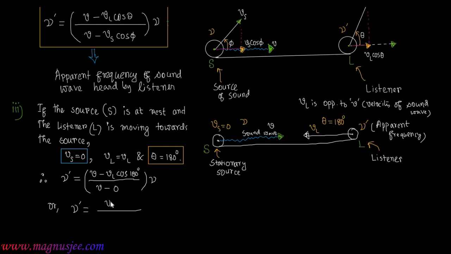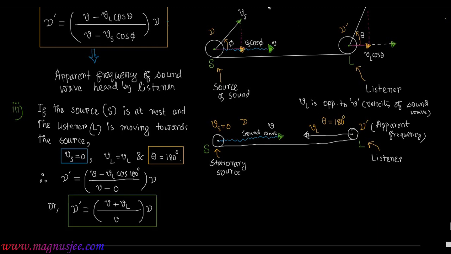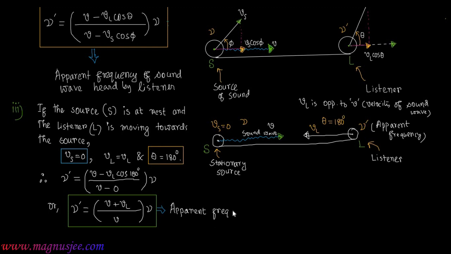Therefore, nu prime will have the expression (V plus VL) divided by V, into nu, where cos 180 degrees is minus 1. Nu prime is equal to (V plus VL) divided by V, into nu, that is the apparent frequency of sound heard by the listener, provided the listener is moving towards the stationary source.